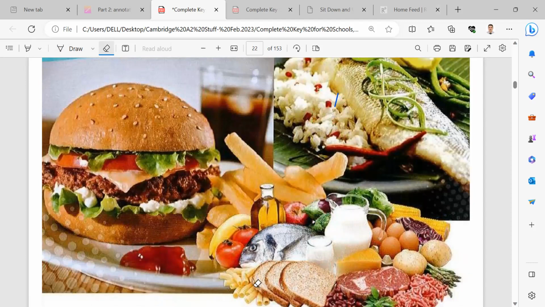Exactly. And how often do you eat fast food, Nawaf? Do you eat it every day, once a week, for example, or twice a week? How often do you eat it? One time for week maybe. Once a week. Okay, then once a week is fair enough.